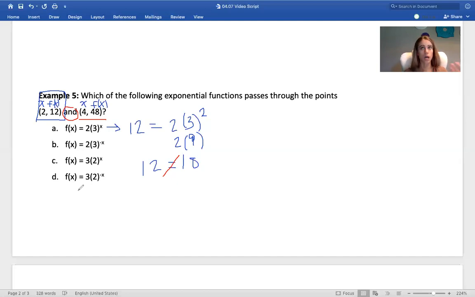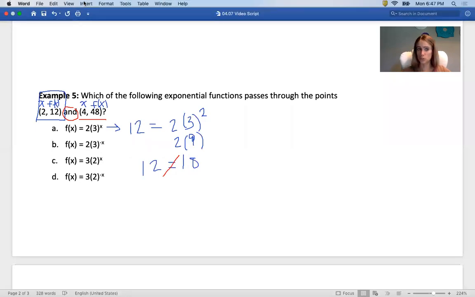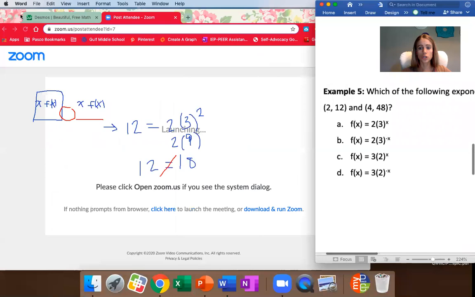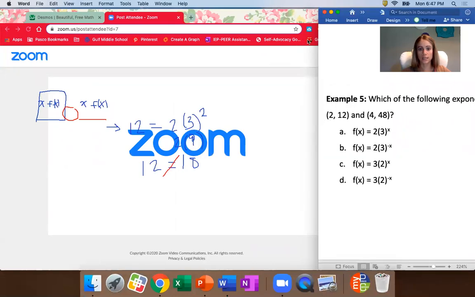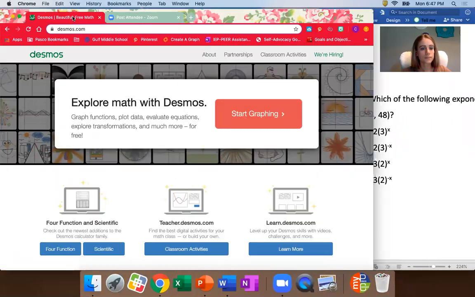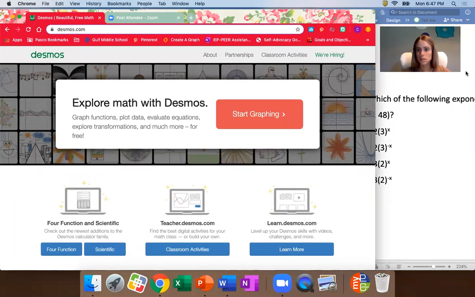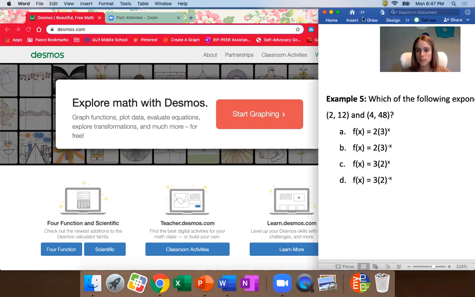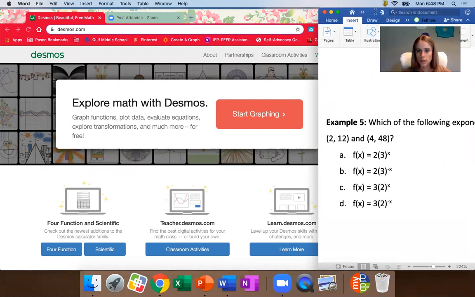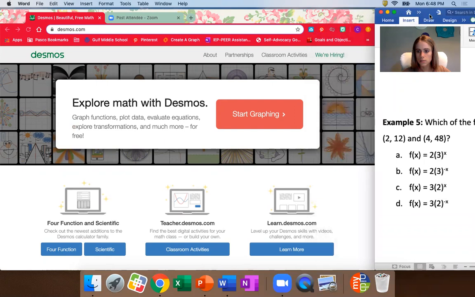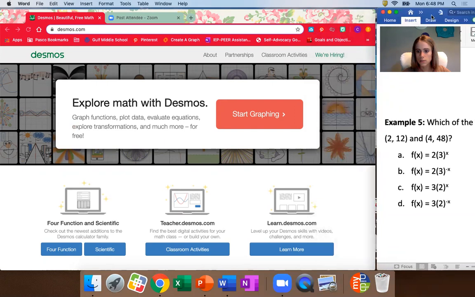Another option, since obviously we have technology, is we can use Desmos. We can graph the equations and then see if it passes through those ordered pairs. So that is what I'm going to switch to because we've already done a good amount of substitution practice. All right, so we're on Desmos. Let me scoot this Word document over so we can see everything. There we go.